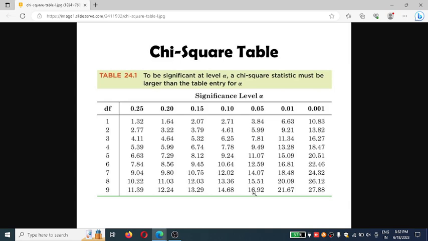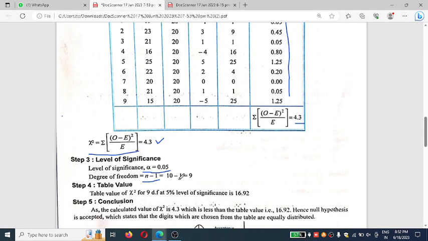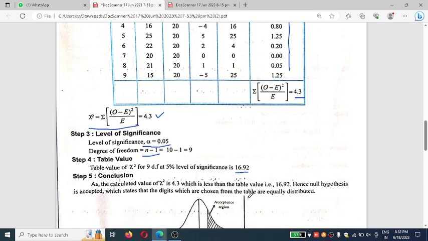So the answer is 16.92. Then students, you will go for the conclusion. For the conclusion, you will compare the calculated value, which is 4.3, with the table value. If the calculated value is less than the table value, you will accept the null hypothesis. That means here 4.3 is less than the table value 16.92. Hence, the null hypothesis is accepted.